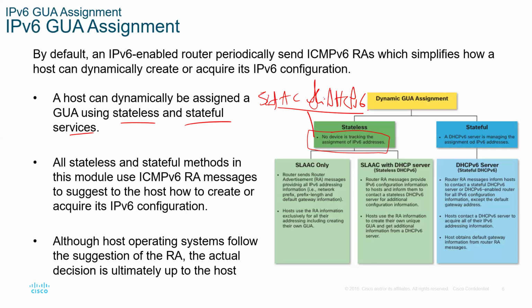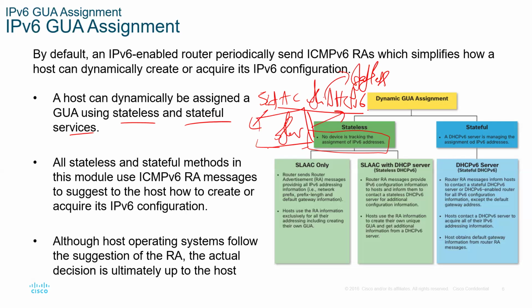When we have SLAAC with the DHCP, this is usually SLAAC with stateless DHCP. The reason why is because this server is not responsible for the actual assignment of IP addresses. It's only there to provide additional information which is required by a host. So in this example, SLAAC is the one which is responsible for assigning the IPv6 address. In this one, the server is just there for providing other information, the DNS server. That is the other information that is required there.